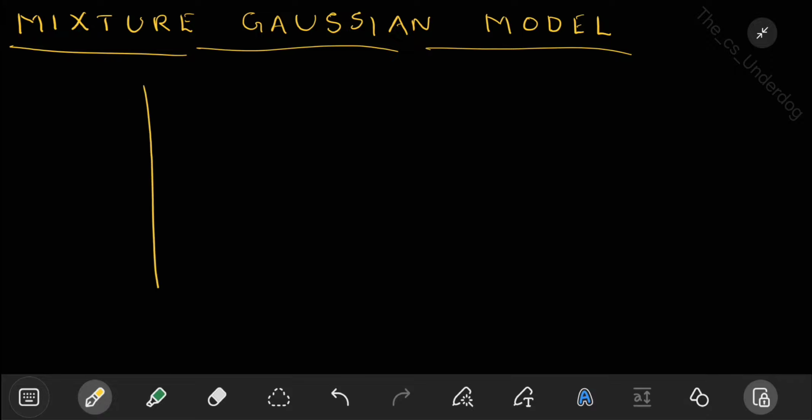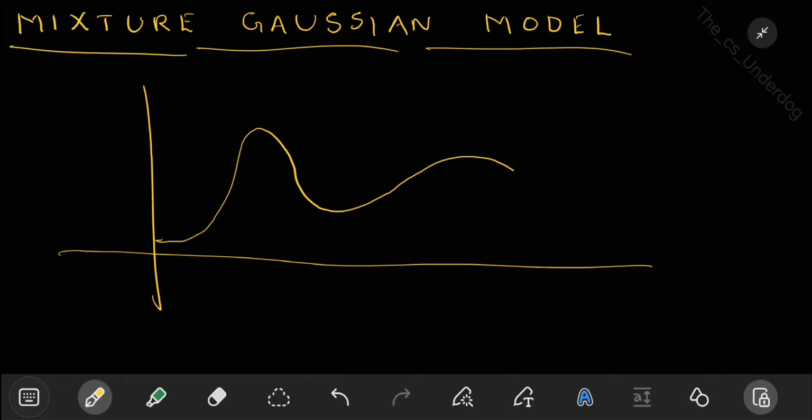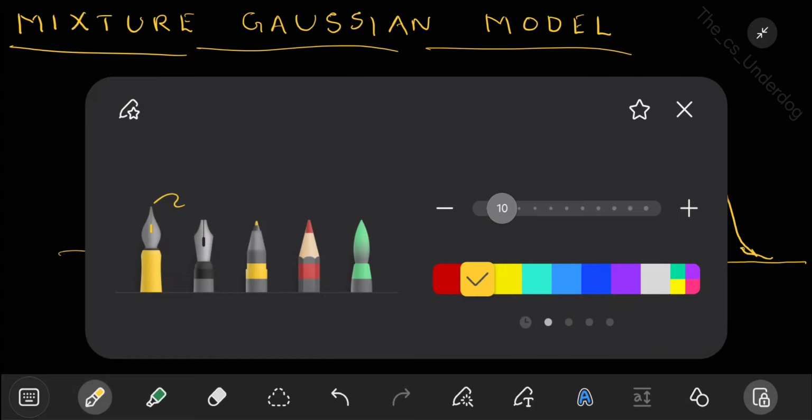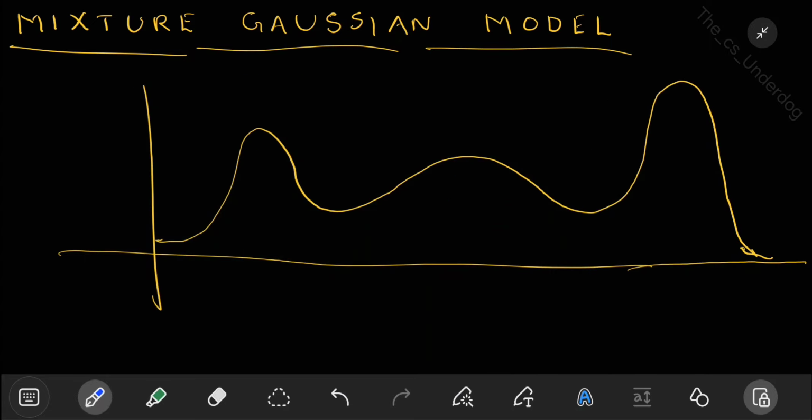Let us take one data set. Let us say this is my graph, and my data looks something like this. In this case, if I use a single Gaussian distribution, how will my graph look? Maybe if I want to approximate this using a Gaussian, I may draw something of this kind, something like this. This is the best I can do. If I can only draw one single Gaussian, this is the best I can do.